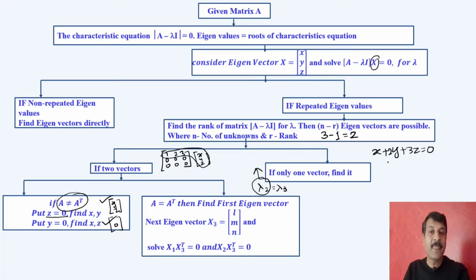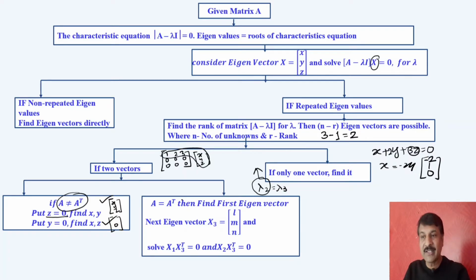And here I want to find infinitely many solutions, or any one vector. So I can put any value equal to 0, for example z is 0. So what is this value? x equal to minus 2y, and I am getting the vector, where z is 0, when we put y equal to 1. So you find the first vector.